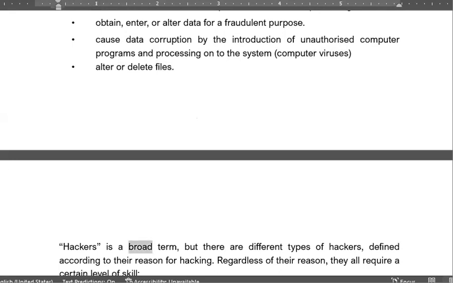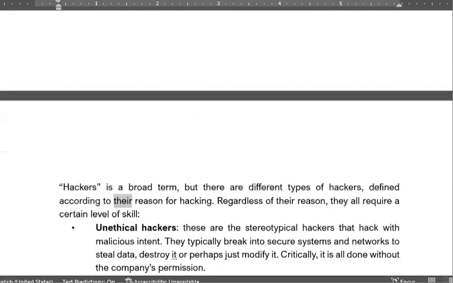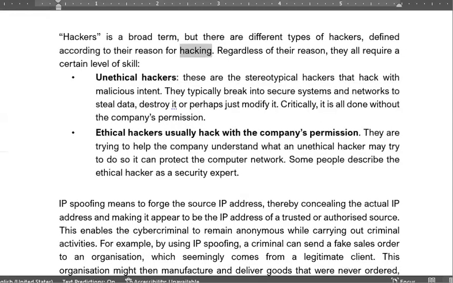Hackers is a broad term, but there are different types of hackers, defined according to their reason for hacking. Regardless of their reason, they all require a certain level of skill. Unethical hackers, these are the stereotypical hackers that hack with malicious intent. They typically break into secure systems and networks to steal data, destroy it, or perhaps just modify it. Critically, it is all done without the company's permission.